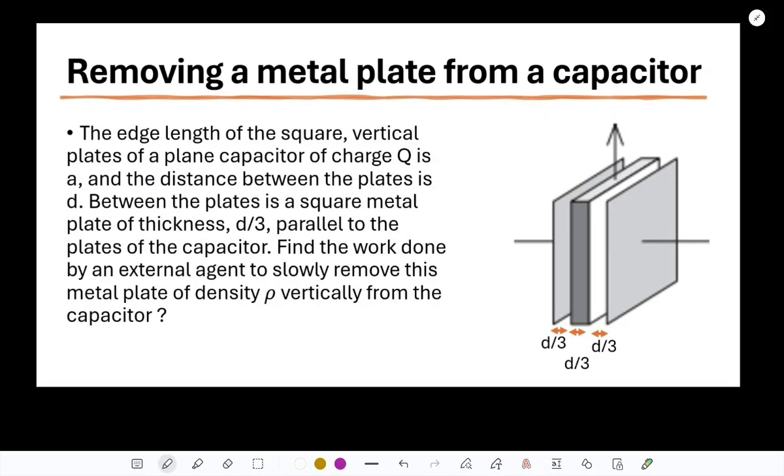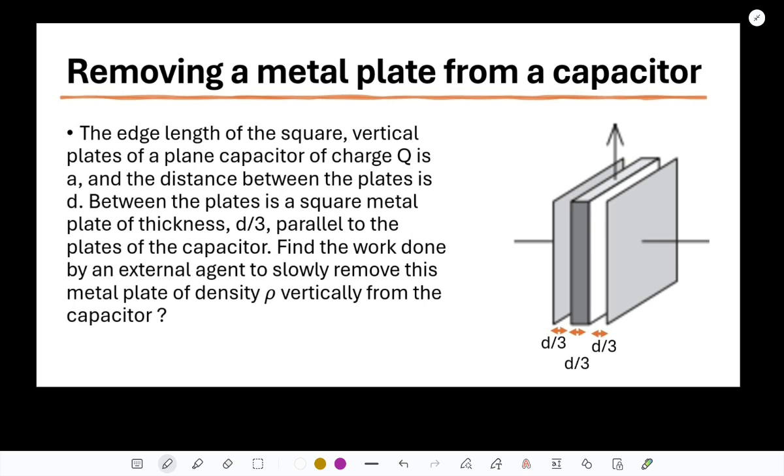And welcome again. This problem is in continuation of the last problem. In fact, in this problem we are going to remove a metal plate from a capacitor. And the credentials are here.